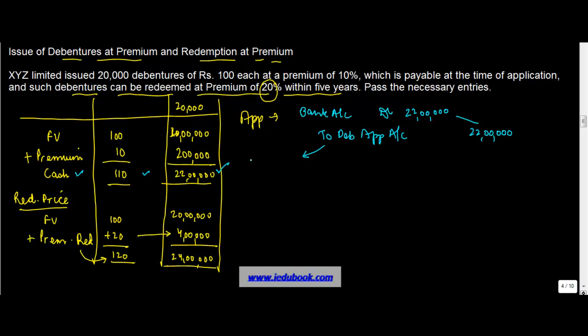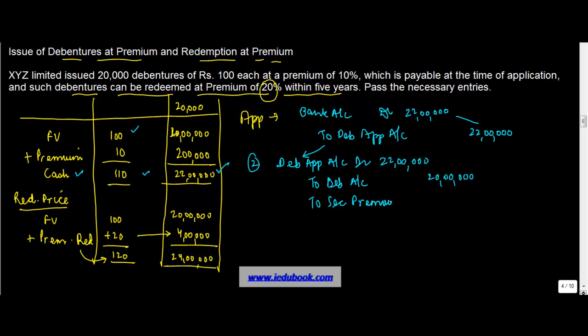Then you transfer this debenture application account, debit 2,200,000 to. Now, what is this money on account of? It's on account of the debentures, which is 20,000. Why? Because debenture account is nothing but the face value, and two, securities premium account. This basically represents the premium received on the issue of debentures. Right or wrong? It's right.